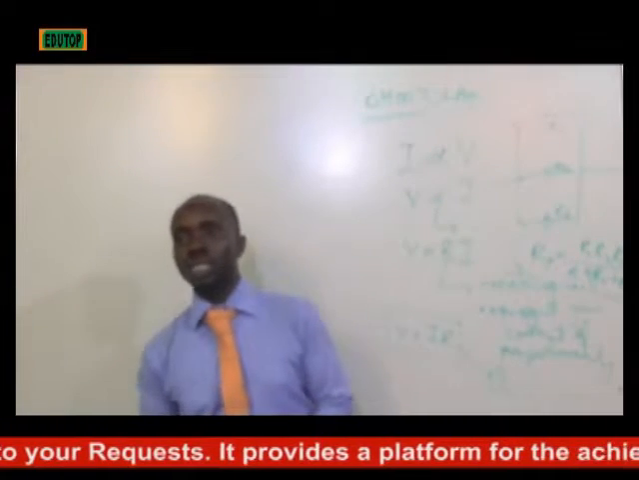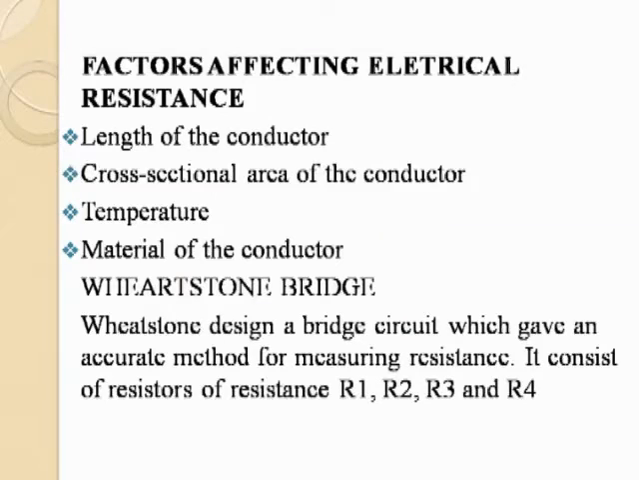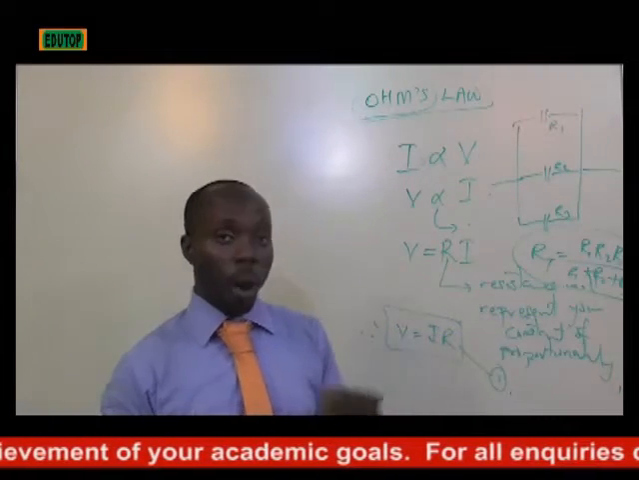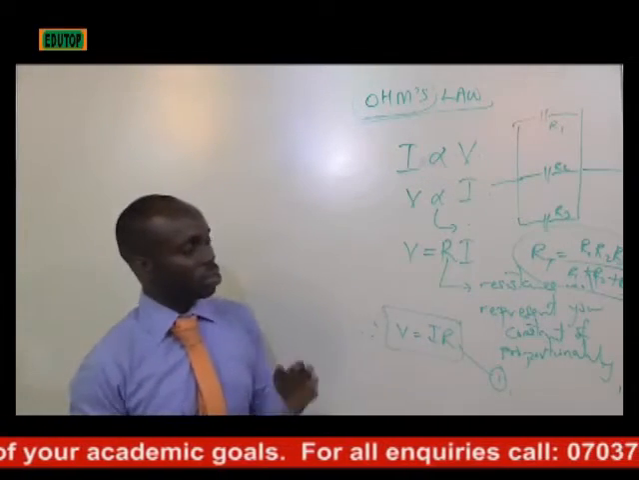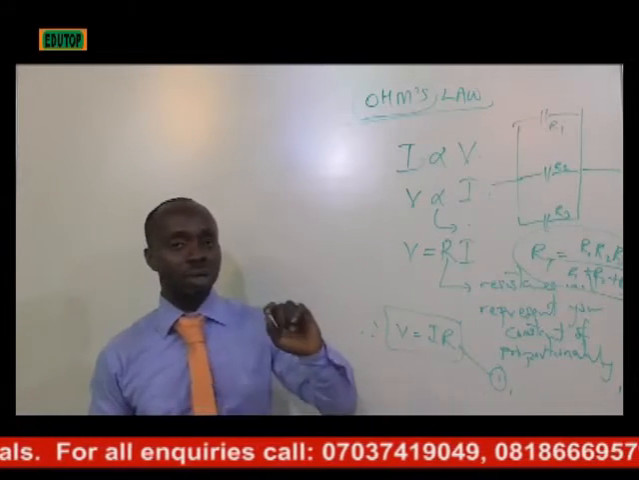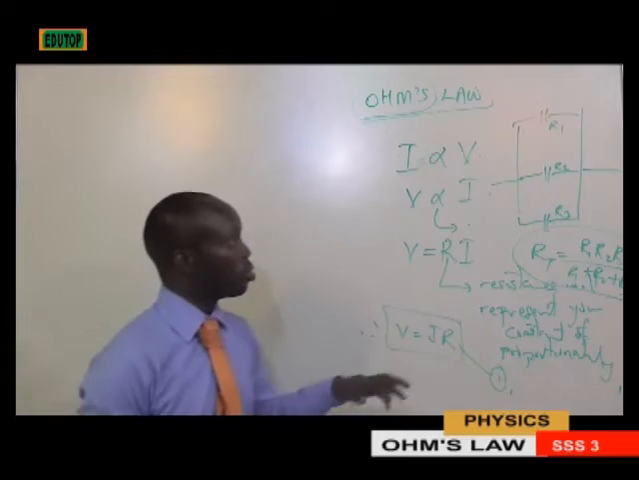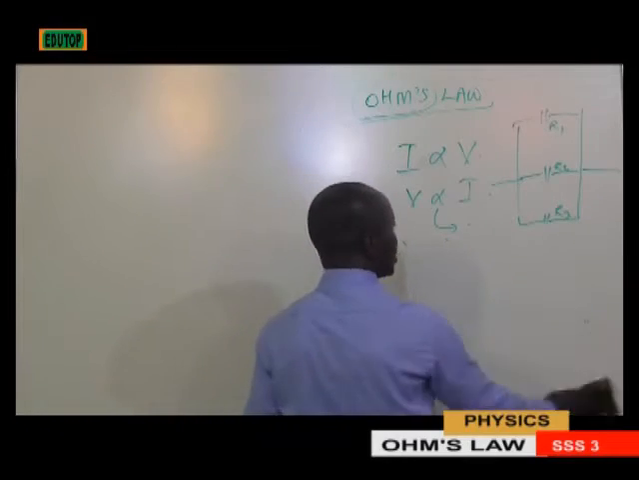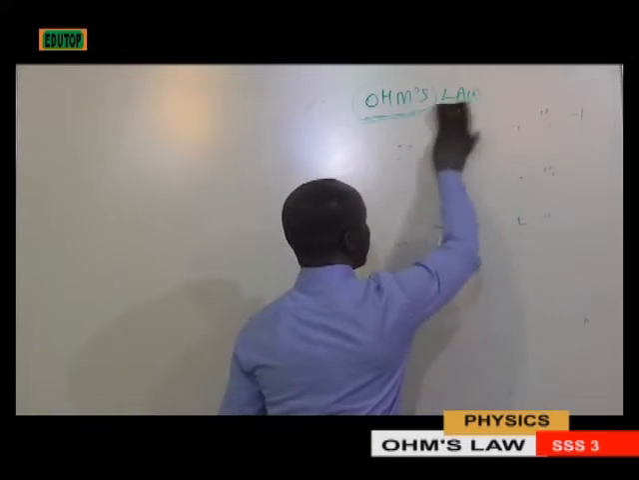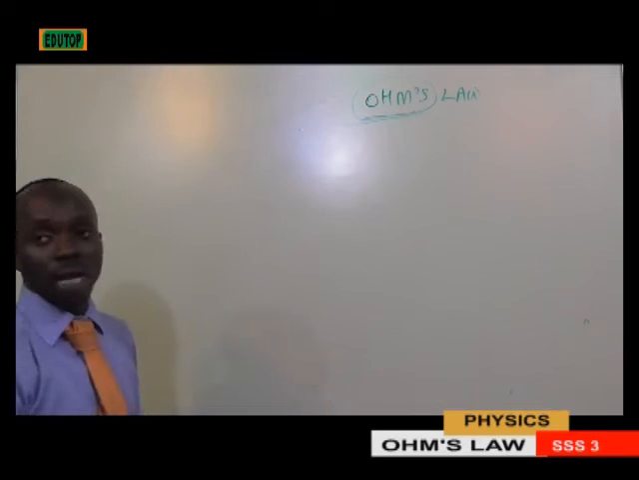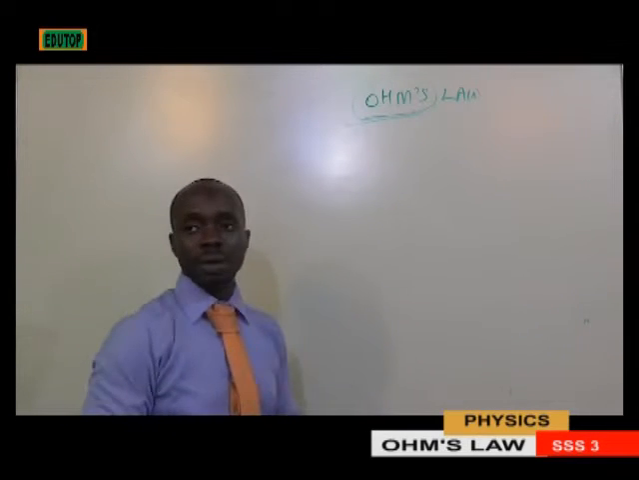Let's proceed. Factors affecting electric resistance. We said the other time that resistance is the restriction of flow of electrons in a metallic conductor. When there is a restriction of flow of charge in a metallic conductor, we say that such a conductor is experiencing resistance. Any material which has an influence on the free flow of charge, we say that material has what we call high resistance.